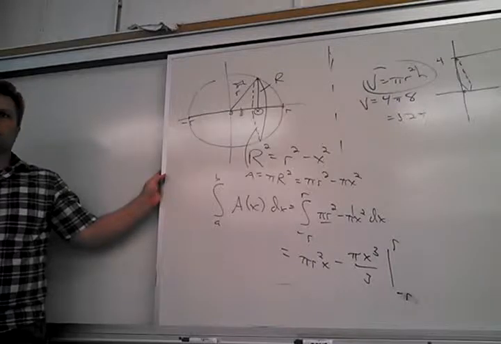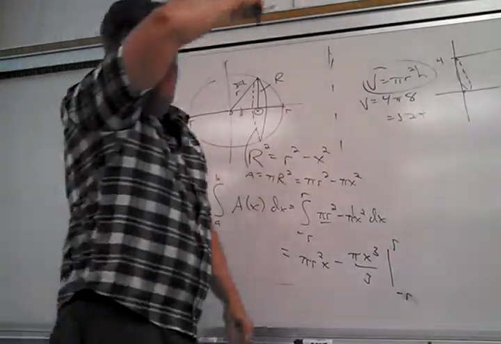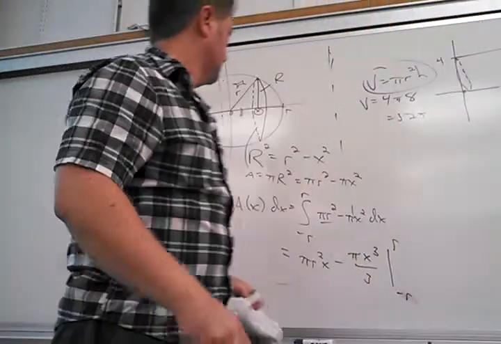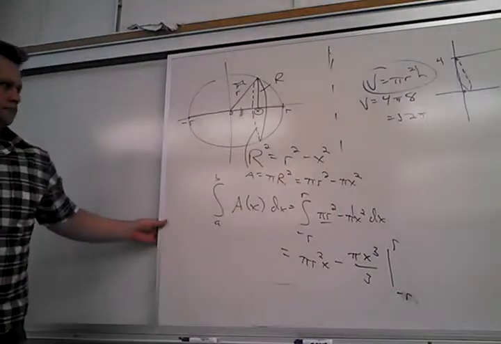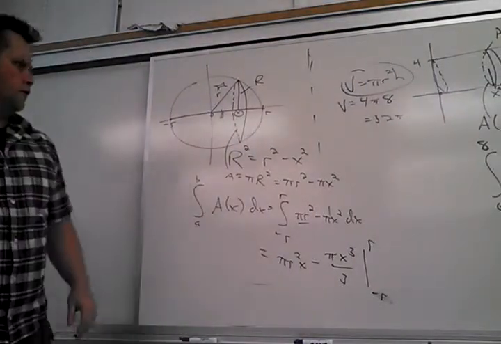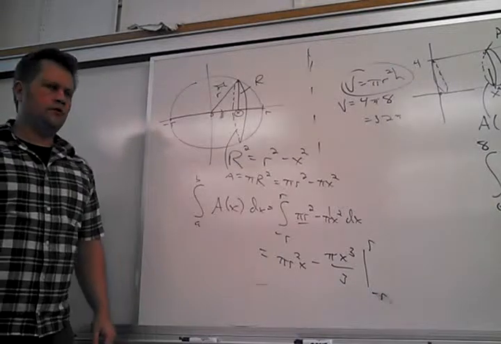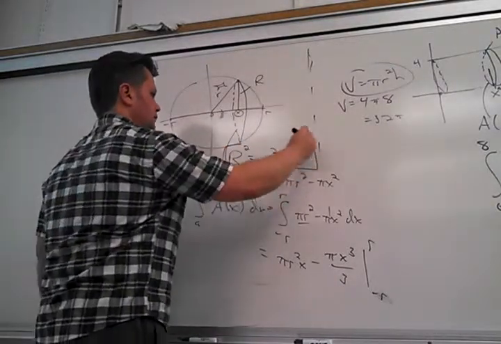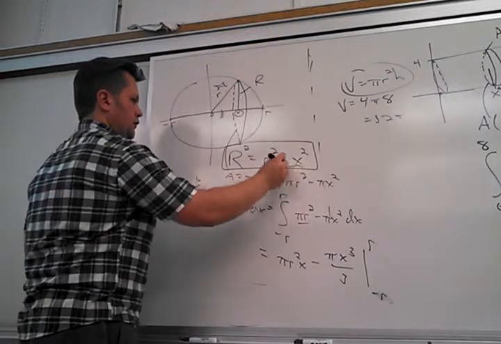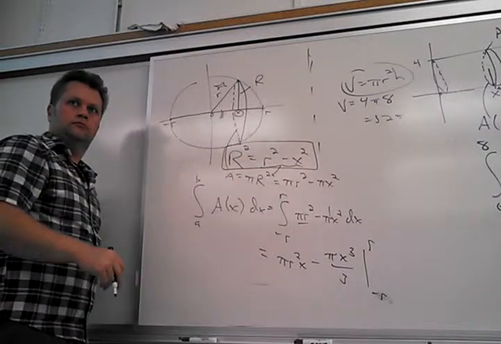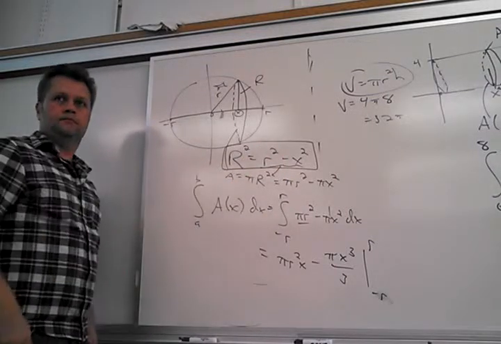Can you back up one step for me, I'm sorry. Where it says A equals pi big R squared equals pi r squared minus pi x squared. So here's big R squared. Yep. So all I did was plug this in for big R squared. Multiply by pi.